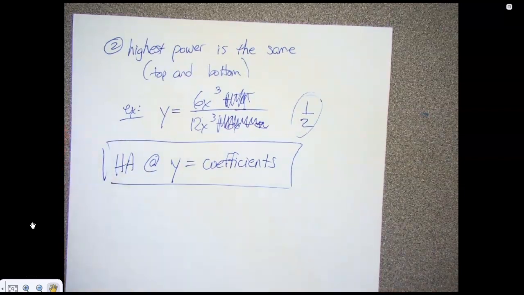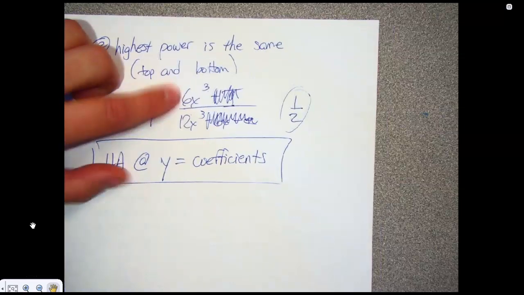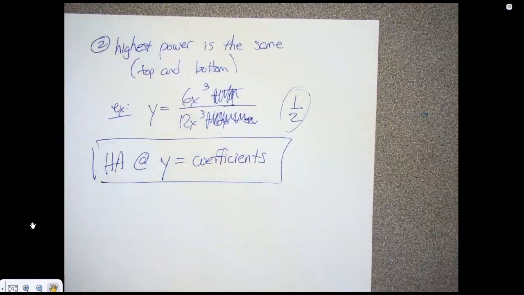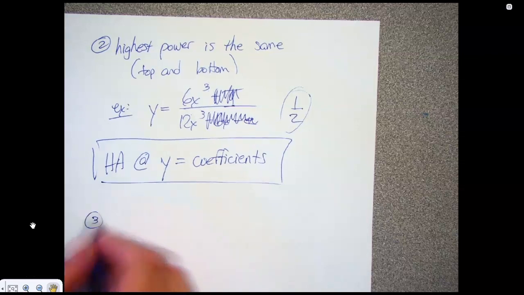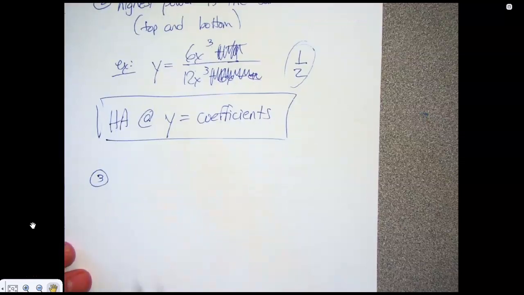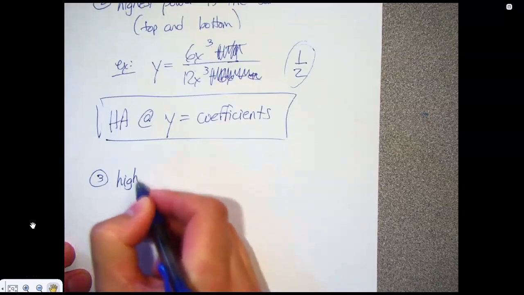Does that make sense what I mean by that? This would be like at y equals 6/12. And then the third scenario would be the highest power is on the top.